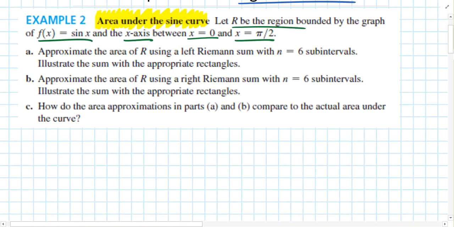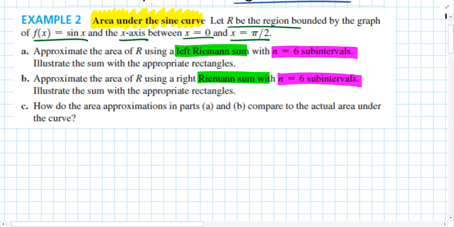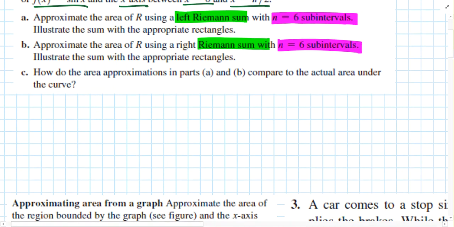Now this problem does go on to say that we are going to find a left-hand sum and a right-hand sum. And they also tell us that we're using 6 subintervals. N equals 6 subintervals. We can use any value of n that we choose. In this case, we're using 6.